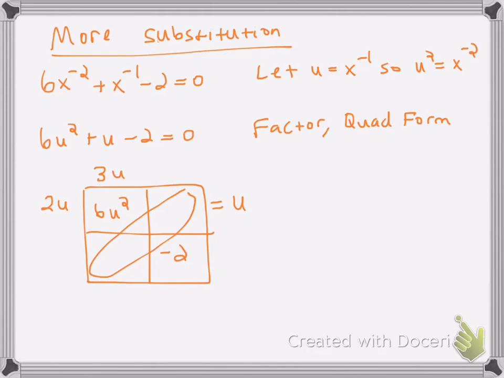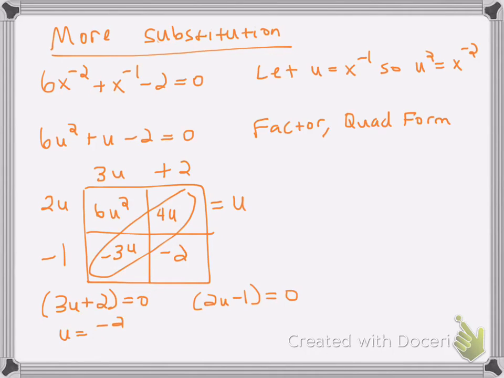I figured out my numbers. I'm going to use a 2u and a 3u, and then I'm using the plus 2 and the minus 1. So when I fill in my box, I end up getting 4u and negative 3u. That adds to my positive u. So my factors right now are 3u plus 2, and then 2u minus 1. Remember, I got to set each of those equal to 0 and solve, so I get negative 2/3 and positive 1/2. So we solved for each of those factors individually. If you can factor it, go ahead and start solving.